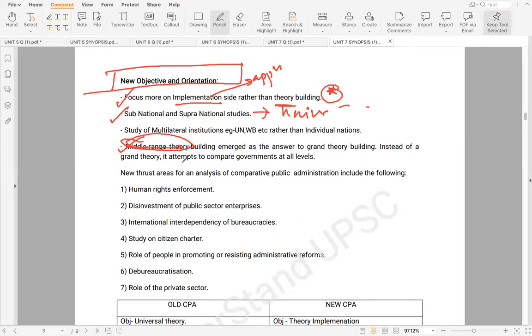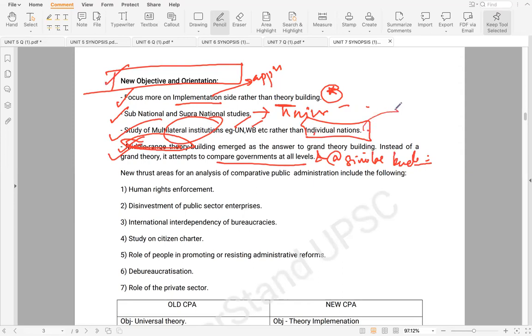Instead of a grand theory, it attempts to compare governments at all levels and at similar levels. Similar governments are compared at similar levels only, and that is how you call it middle range theory building. You also had study of multilateral institutions such as UN, World Bank, etc., rather than individual nations. So this was the new objective orientation: moving from individual nations to multilateral institutions, moving from universal grand theory to middle range theory building, moving from cross-national and cross-cultural to subnational and supranational, focusing more on the implementation side rather than just theory building, right?